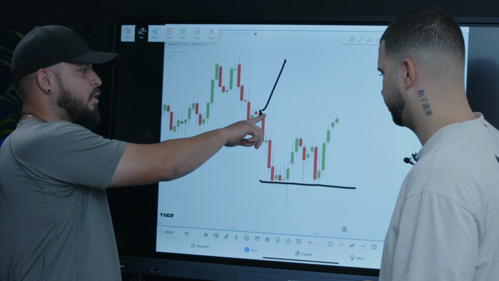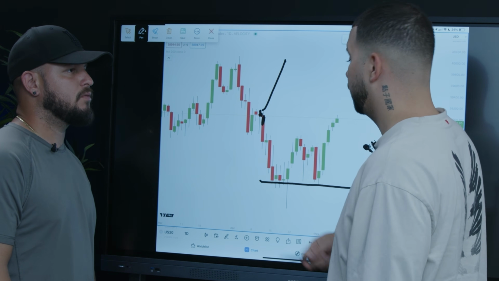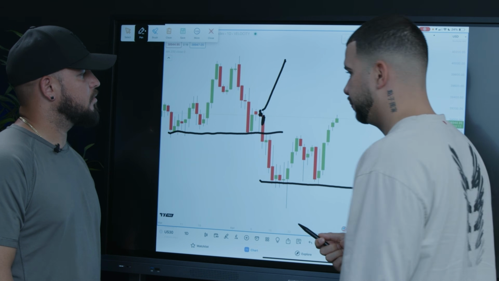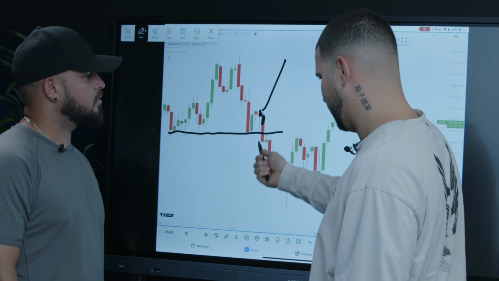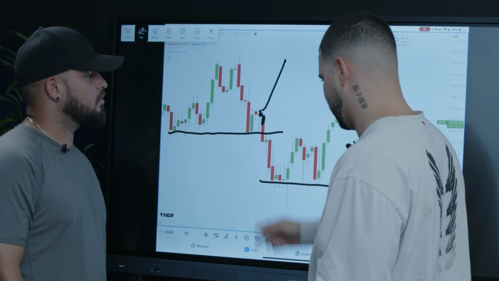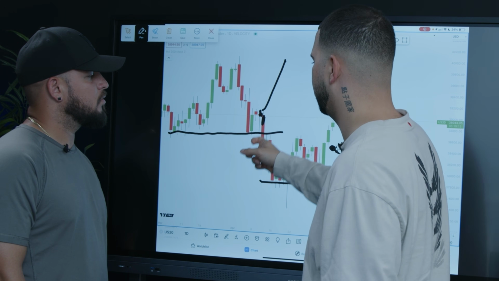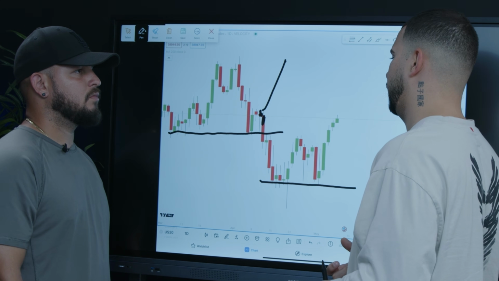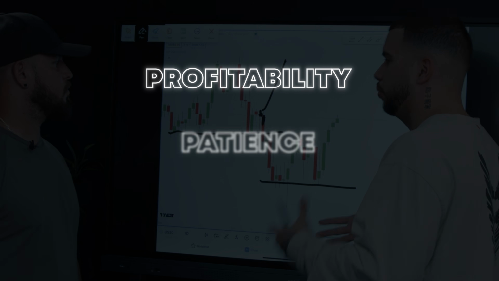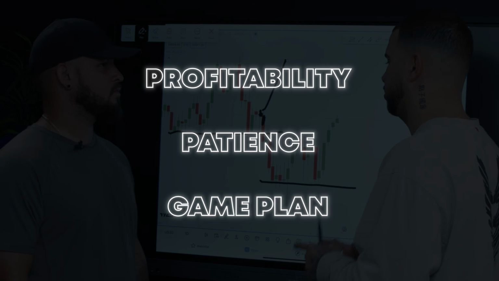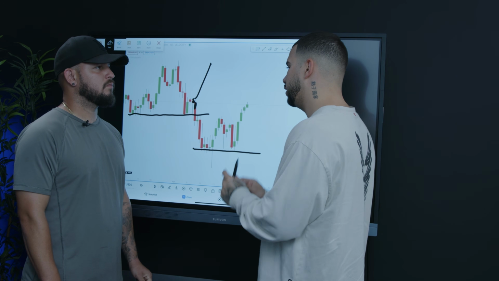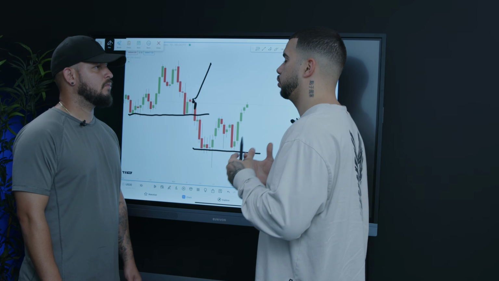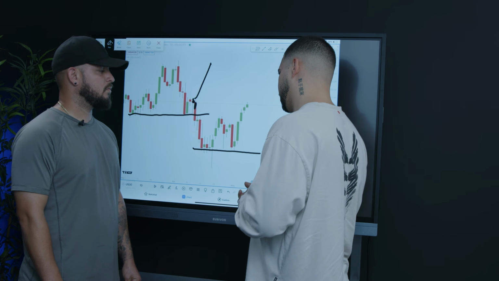I have to wait for this candle. Exactly. There is a clear support right here. If you get into the market with this candle that's still moving, what is your confirmation that this candle was going to end down here and not above? You don't. It's hard to know. This is why this game is all about profitability, waiting, and establishing the correct game plan. That's why we wait for the candle to close, because when the candle closes, it gives us more of a confirmation of where the next one is going to open.